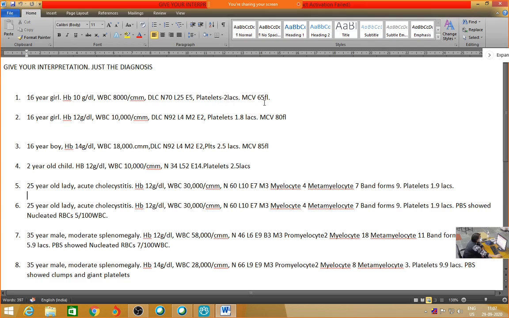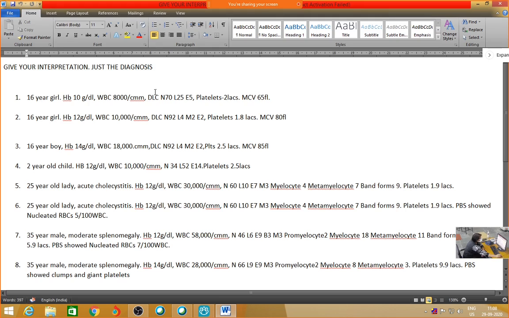But the mean corpuscular volume is 65 femtoliters. So looking at this, you know that it's a young girl. Hemoglobin is low, that means she's got anemia. And looking at the MCV, which is low, you know that it's a microcytic anemia. In such a question, you have to think about the probable causes of microcytic anemia in a 16-year-old girl. The most common is iron deficiency anemia.